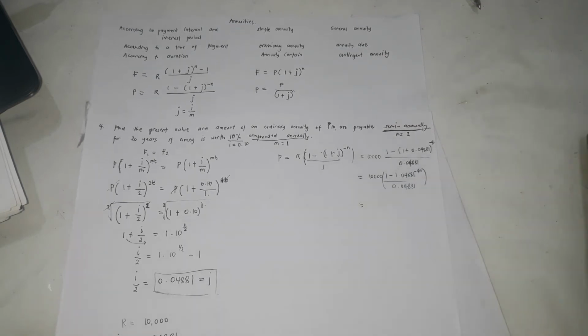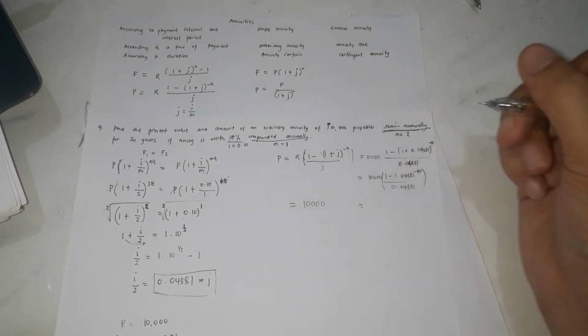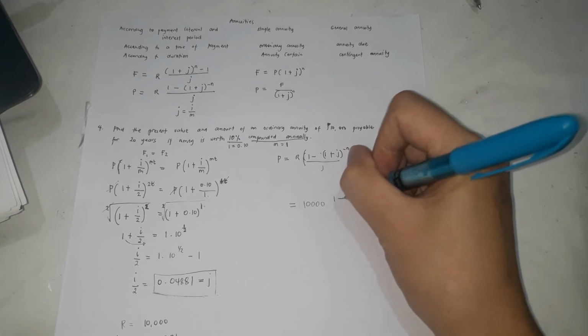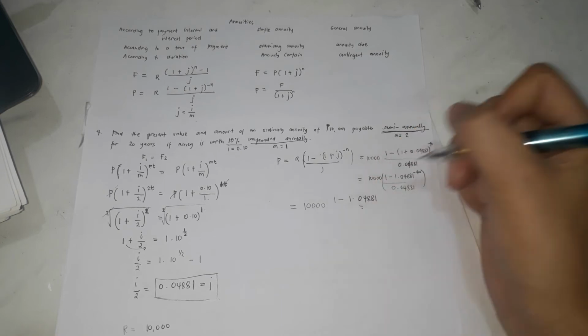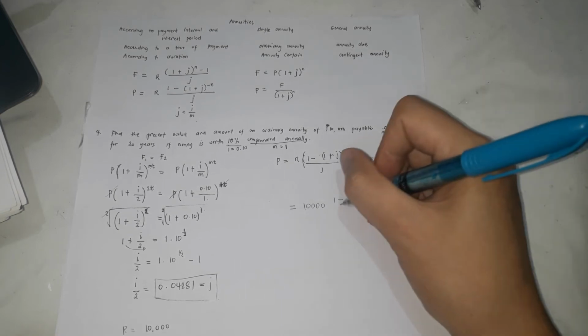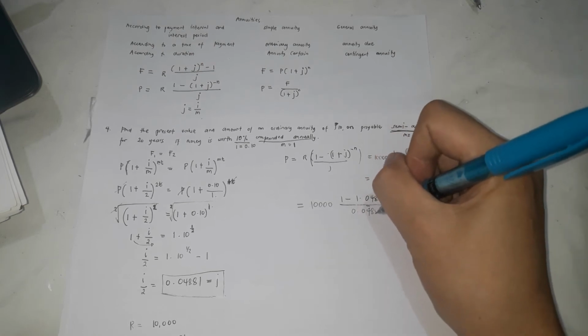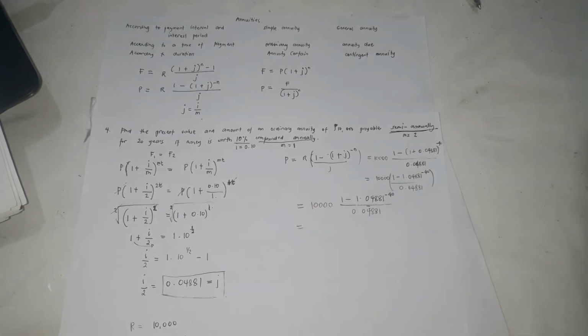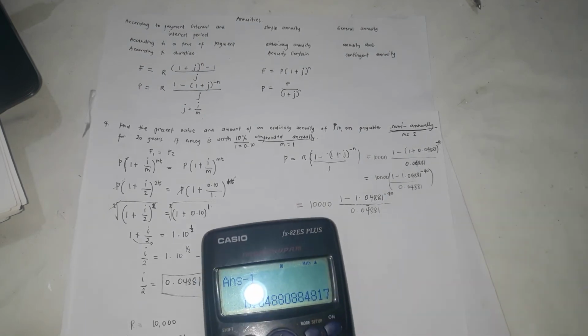So let's write that bigger. So again, 10,000 times 1 minus 1.04881 raised to the power of negative 40 over 0.04881. So unahin mo yung sa taas, numerator. So 1 minus 1.04881 raised to the power of negative 40.